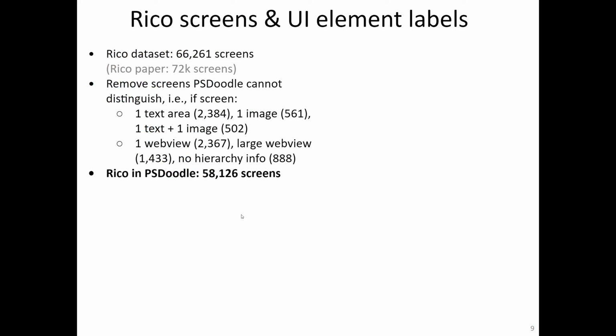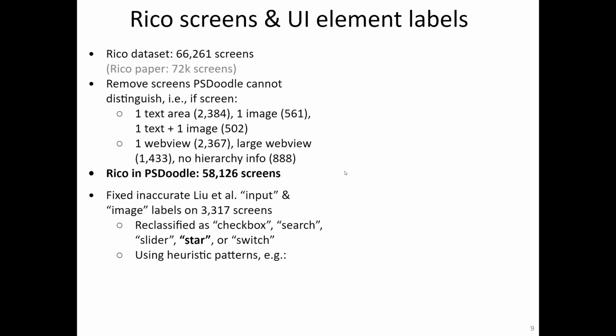Among the 72,000 screens mentioned in the Rico paper, we collected only 66,000 from their website, and PSDoodle only considers 58,000 screens because the rest of the screens have only one element spanning across the whole screen, like an image, text, or web view, and it was hard for PSDoodle to recognize screens with such one UI element present through the whole screen.